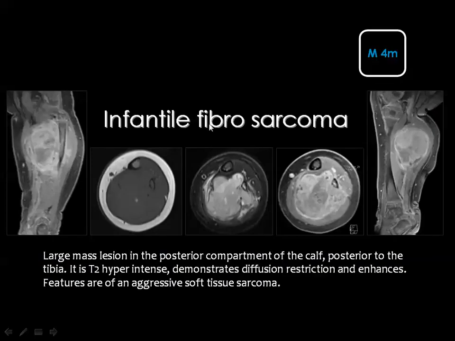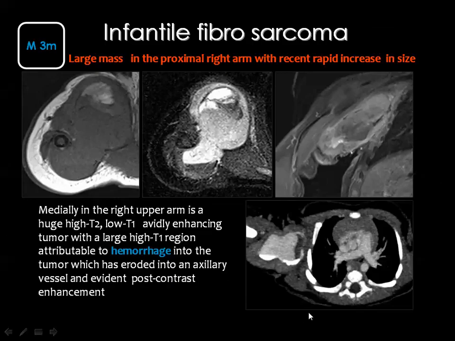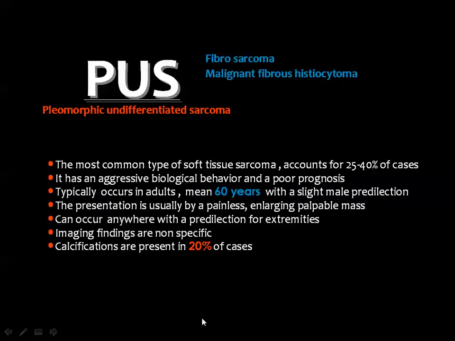This is an infantile fibrosarcoma. You see a male infant, 4 months old, with a big mass in the leg, low signal in the T1, high signal in the STIR, and the heterogeneous post-contrast enhancement. And this is a lesion in the arm of an infant, 3 months old, and the mass showed some high signal in the T1 indicating the presence of hemorrhage. And this is also high signal in the T2 image with heterogeneous post-contrast enhancement.